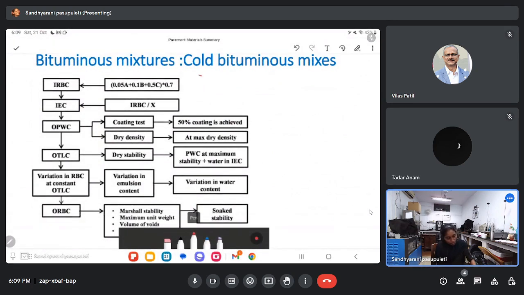If you look at the cold bituminous mixes, as we have already discussed, we have discussed the emulsion. So why did we even come up with the emulsion? Because we do not want to heat the bitumen to a very high temperature, but still we want the bitumen to have lesser viscosity so that it can coat the aggregates very quickly. In the same way, I do not want to heat my binder or aggregates to a higher temperature, but still I wanted to coat them very quickly.